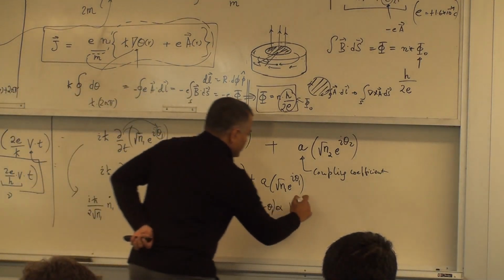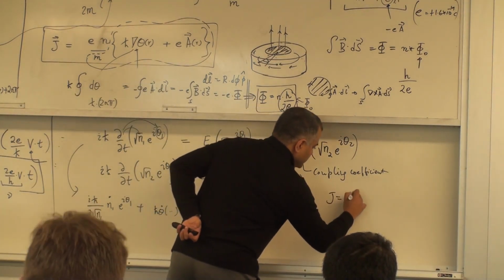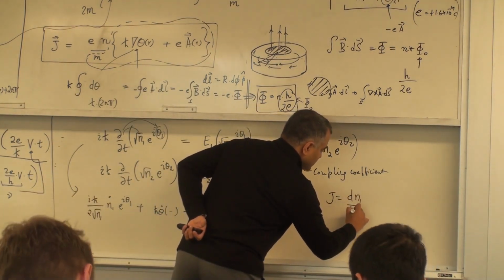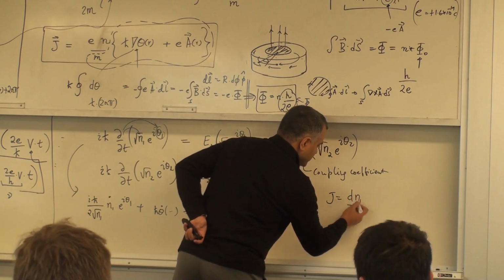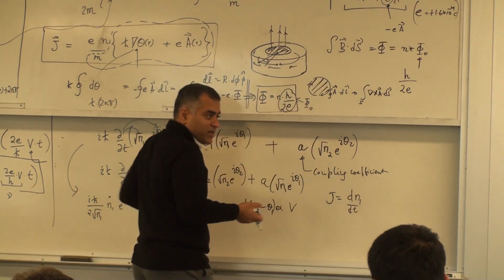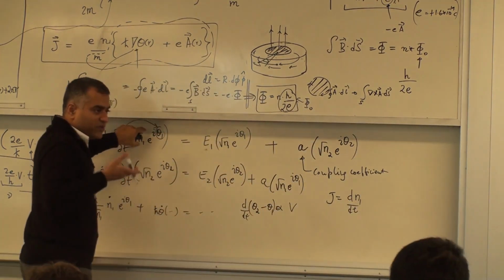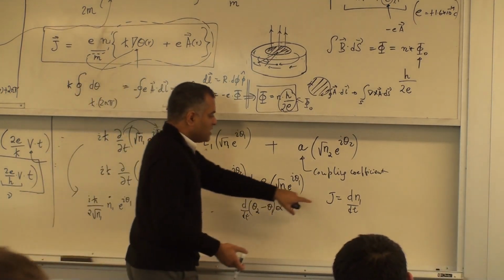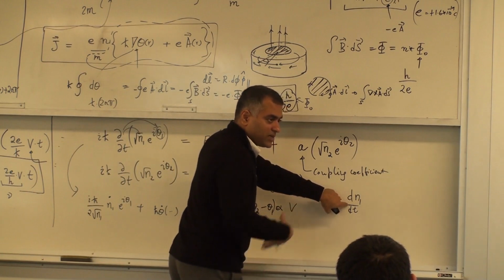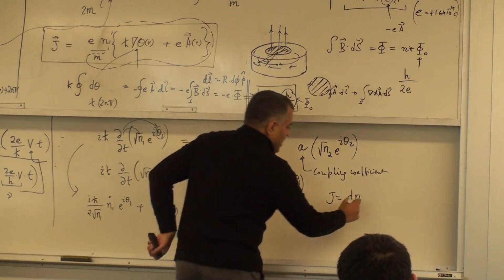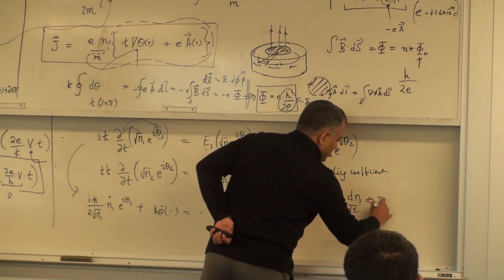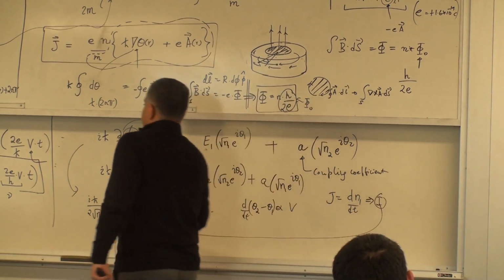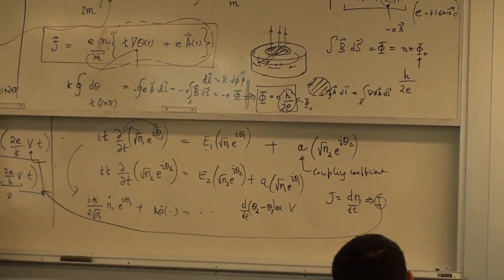And then the current is going to be dn1 or dn2, whichever you choose, it doesn't matter. dn by dt is the number of particles. Remember, n is the number of particles carrying the current here, the Cooper pairs, and current is the rate of change of the particle density carrying the current, and that will give you what I wrote here. I am asking you to do this in the homework. It's a few steps and you can get it.